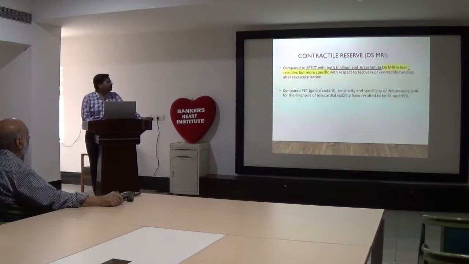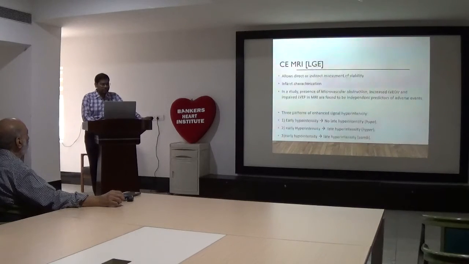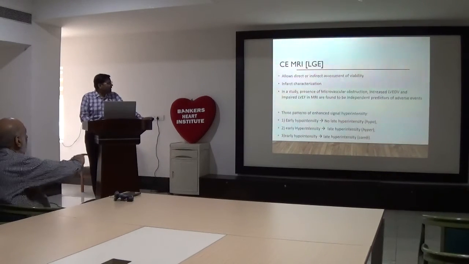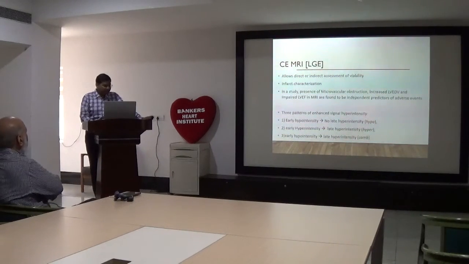The contractile reserve, which is evaluated by MRI, has a good amount of sensitivity and specificity. Now, contrast enhanced MRI, which is late gadolinium enhancement, allows the direct or indirect assessment of viability. There are 3 patterns with enhanced signal hyperintensity.